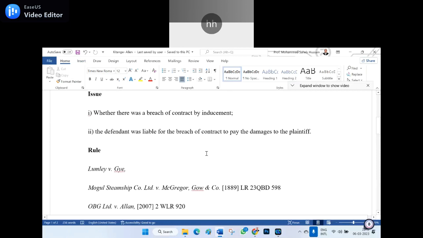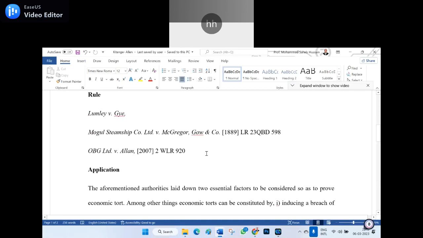So now you know what mistake you have committed here. You cited the cases, but it is not reflected in the application section. I appreciate.